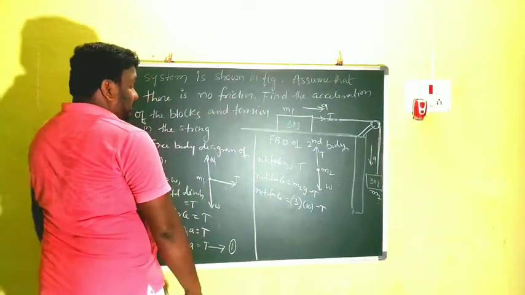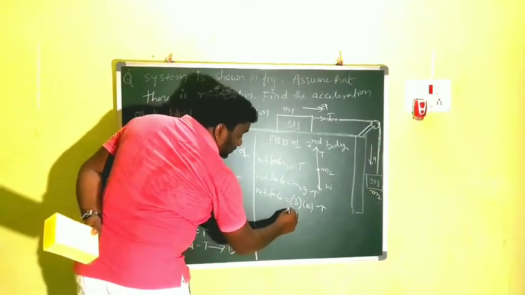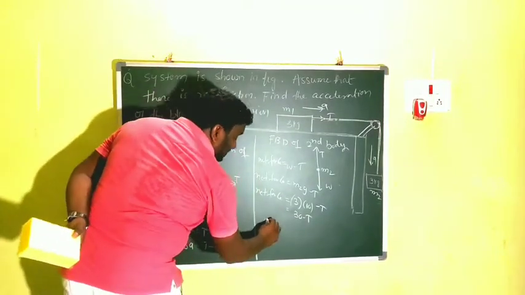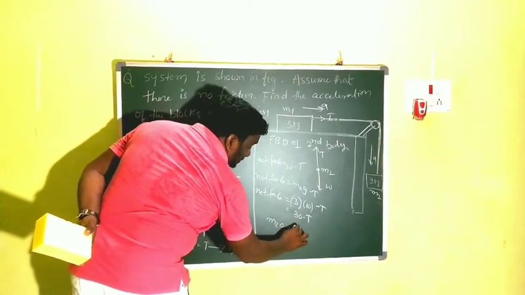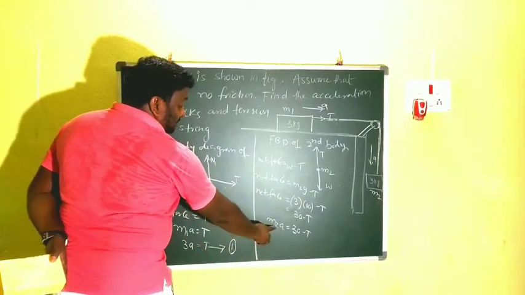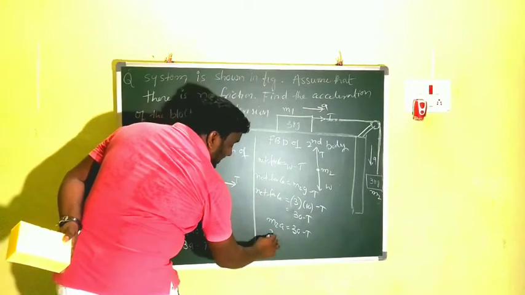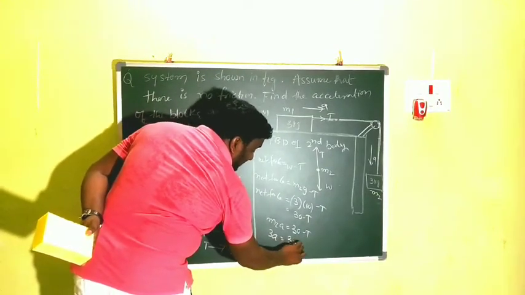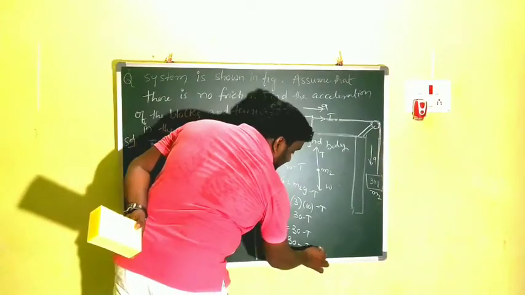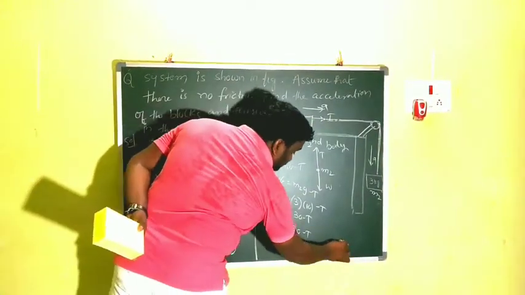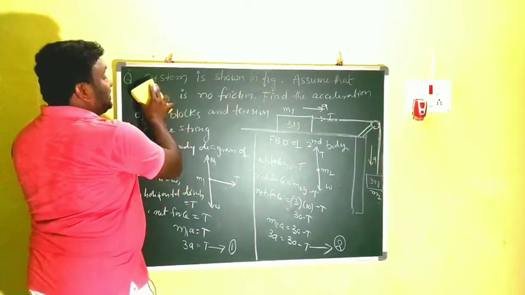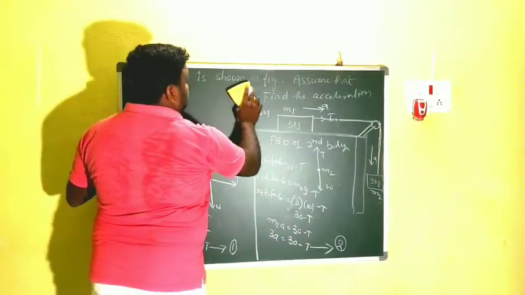And in this case now, net force is equal to 30 minus T. But what is net force? M2a is equal to 30 minus T. Here M2 is 3, so 3a is equal to 30 minus T. Now this is equation number 2. Children, clear? After that, for continuation, we need some space. That's why I am erasing the problem.